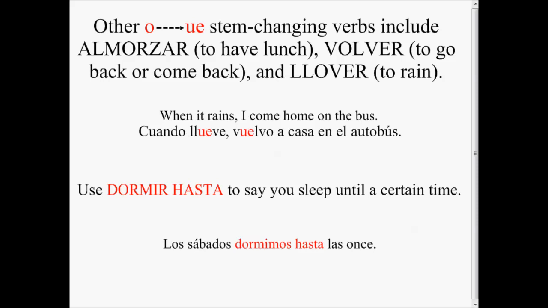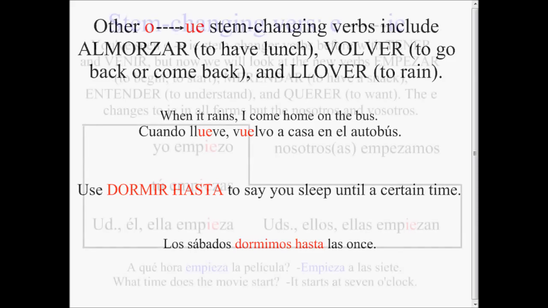Use dormir hasta to say that you sleep until a certain time. Los sábados dormimos hasta las 11. On Saturdays, we sleep until 11.